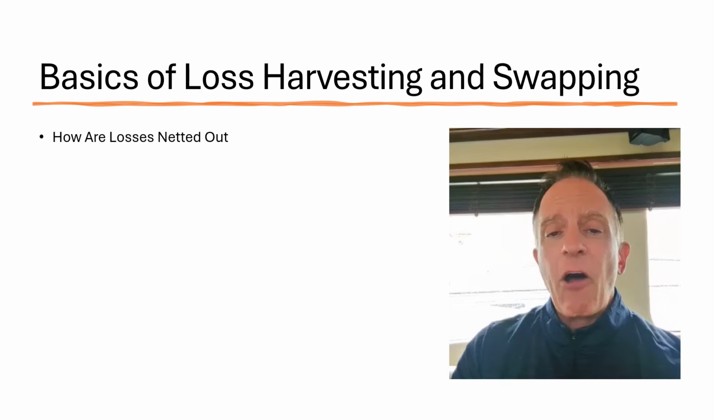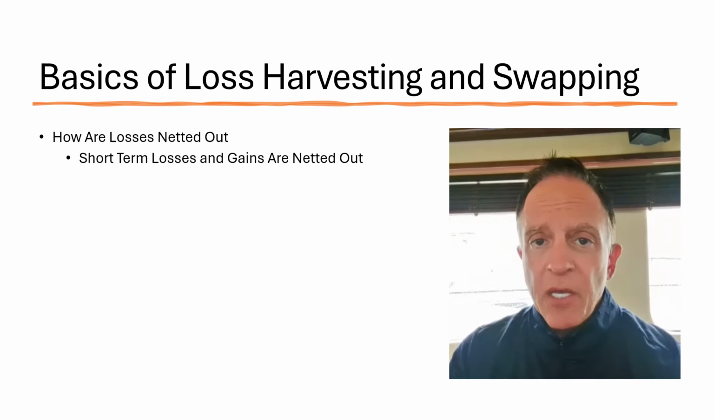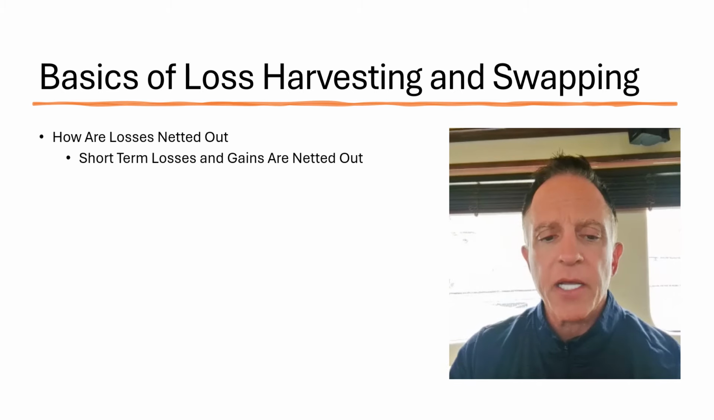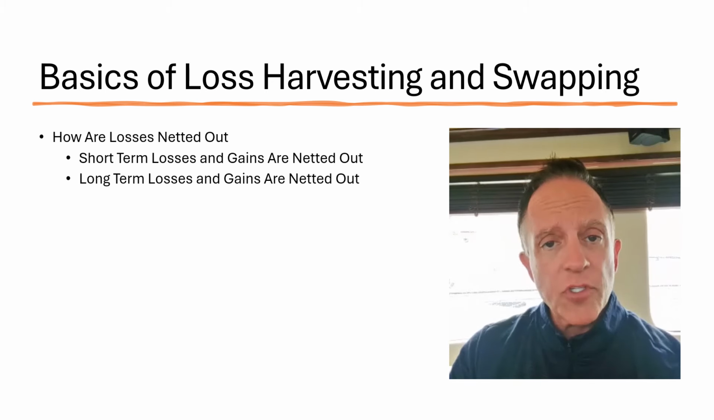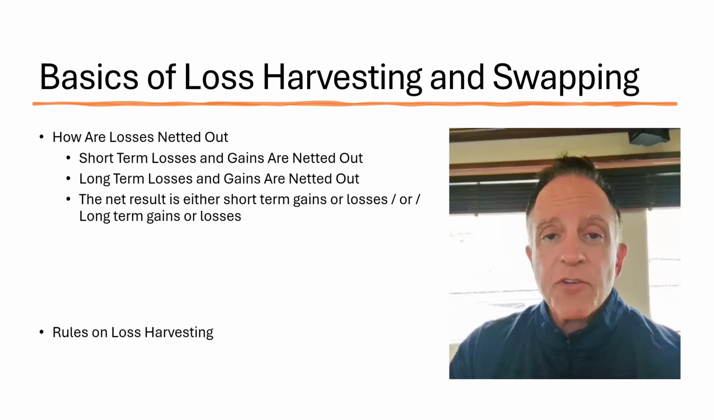We're going to talk about how losses are netted out. Now, if you watched part one, I went through all the basics, but it doesn't hurt to go through it real quickly. Basically, at the end of the year, you're going to look at where you're at. Net out your short-term losses and gains, net out your long-term losses and gains, and whatever that net is, that is your short-term or long-term gain or loss for the year.